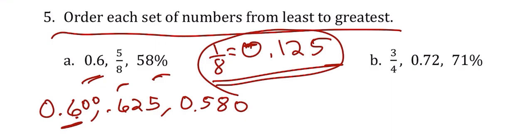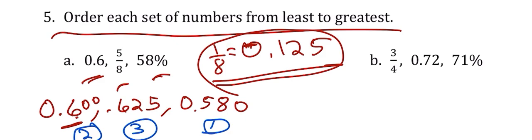I'm just going to number them instead of rewriting them. They wanted the least, so this would be the least, the 0.580. The second would be the 0.600, and the third, the greatest, would be the 0.625. All right, let's look at the next one.